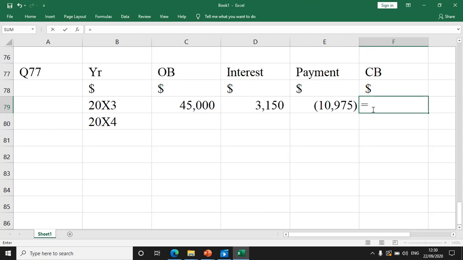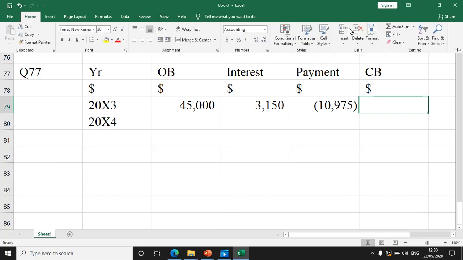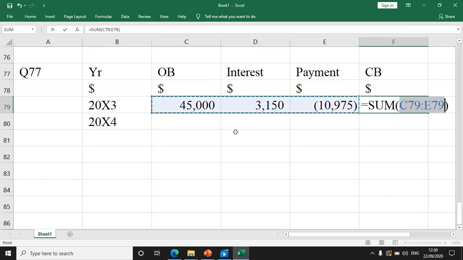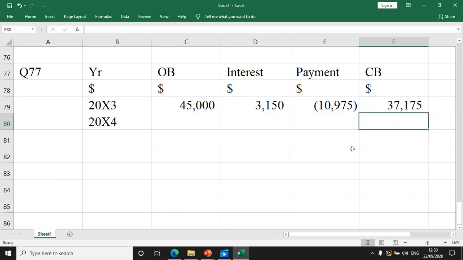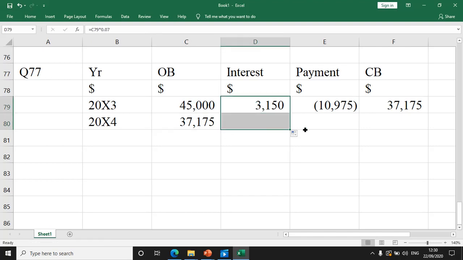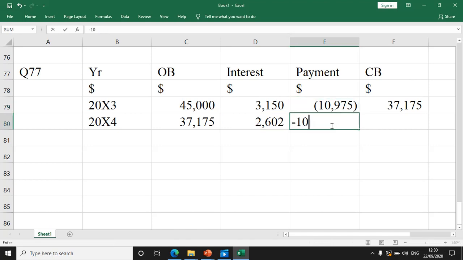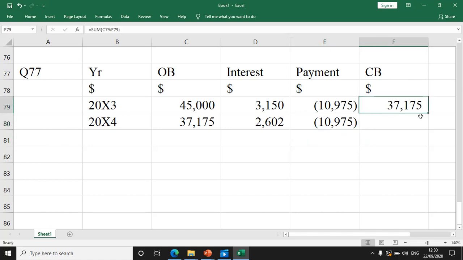In fact, we can just sum up. There's no need for me to waste too much time. Let me just sum up all the items in that space. I've got that figure. Closing balance for last year is the opening balance, so you have got that amount. So let me just replicate the formulas. I think that you have got that figure there. You know, the 10,975 can still be repeated. Replicate your formula there, and I think you have got that figure.